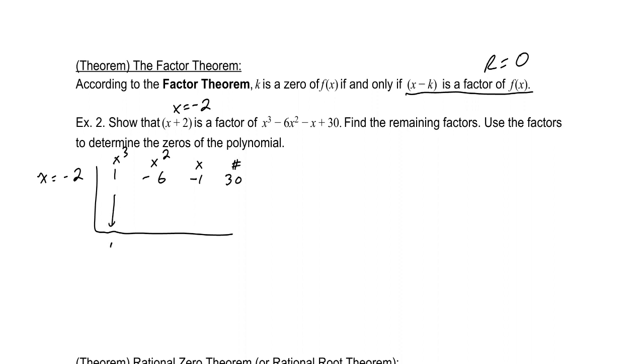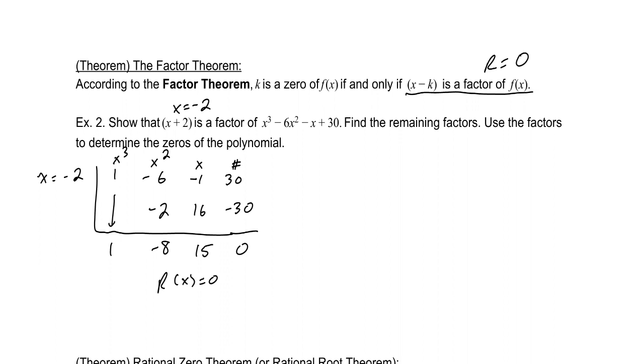Bringing down 1, negative 2 times 1 is minus 2. Negative 6 plus negative 2 is negative 8. Negative 2 times negative 8 is positive 16. Negative 1 plus 16 is 15, and then minus 2 times 15 is minus 30, so my remainder is 0. So that means the remainder is 0.